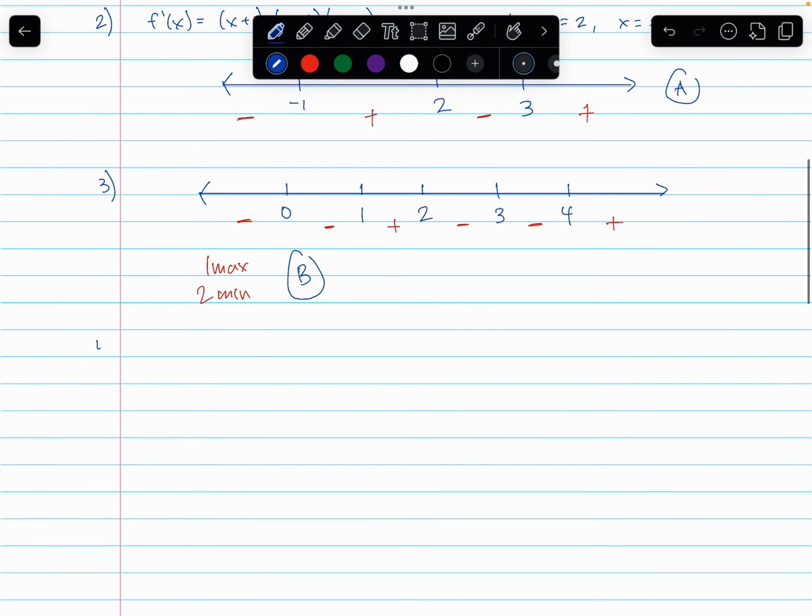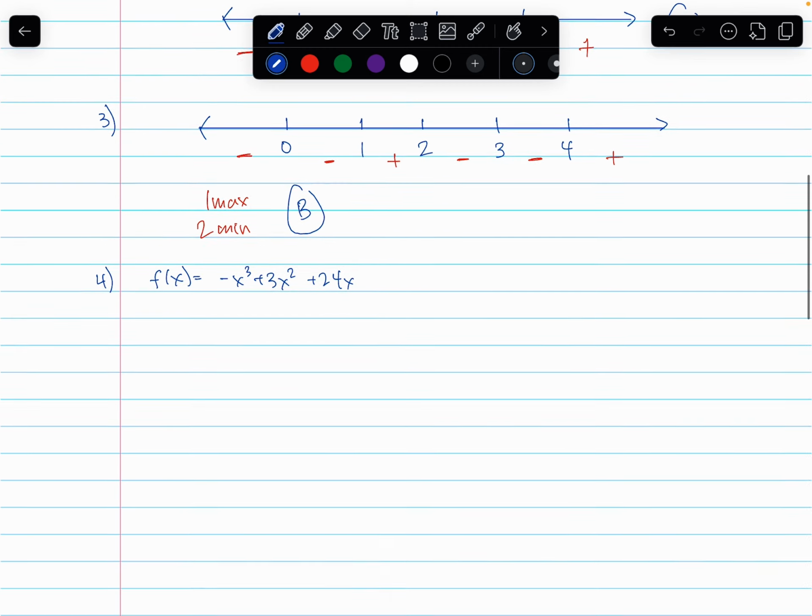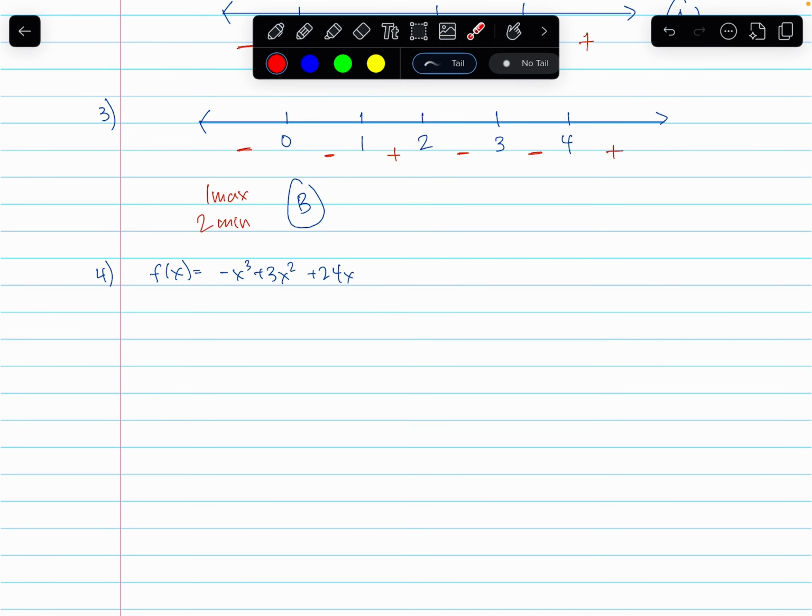So the fourth question. Let f be a function given there. So we have f of x is equal to negative x to the third plus 3x squared plus 24x. What is the absolute maximum value of f on the closed interval from -6 to 6? So we're using the candidates test, and we are going to find the derivative to find our critical points. So f prime of x is negative 3x squared plus 6x plus 24.